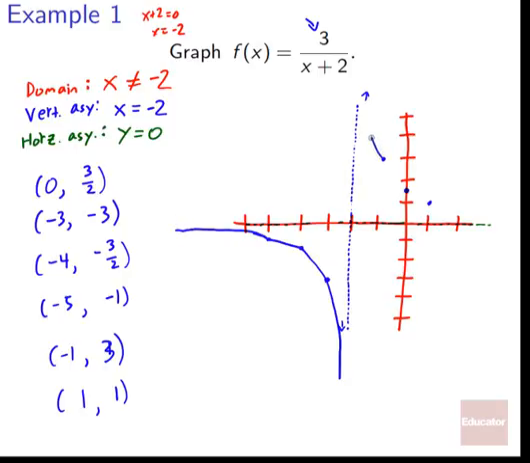Similar thing going over here, it curves, it approaches the vertical asymptote, won't quite touch it, and here it curves, approaches the horizontal asymptote in the long run, but it doesn't quite touch it either. Great, and there we are, first one.